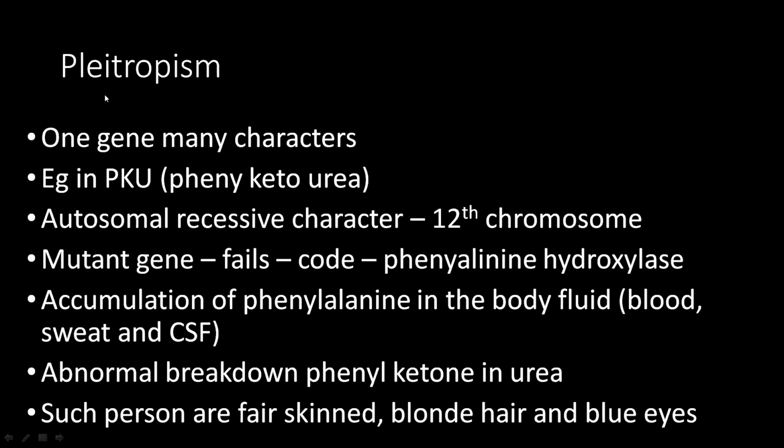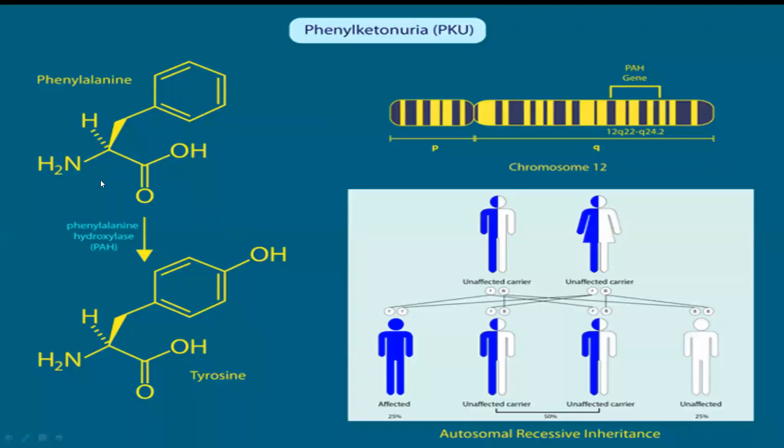Now, can you all explain how it is pleiotropism? Although there is a change in one gene, multiple traits are affected. You get fair skin, blonde hair, and blue eyes. So, although it should only be phenylalanine here, it is affecting these as well. Okay, just now I had explained this.